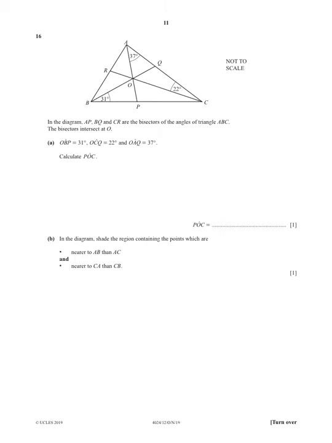Number 16, in the diagram, AP, BQ and CR are the bisectors of the angles of triangle ABC. The bisectors intersect at O. OBP is 31, OCQ is 22, and OAQ is 37. Calculate POC. Bisector means that all the angles are equally divided in two parts. We need to find angle POC, and angle POC means that you need to find this angle.